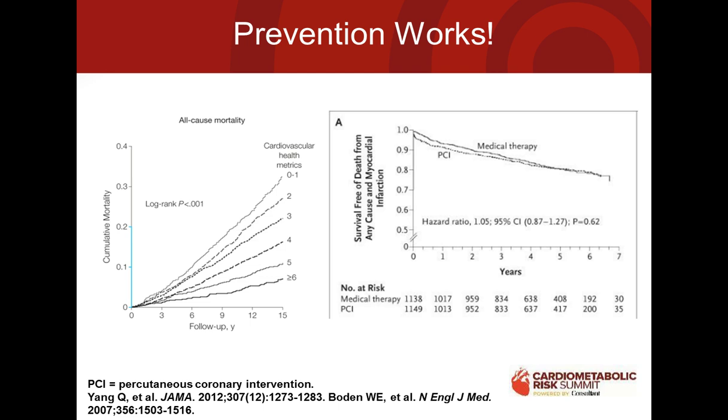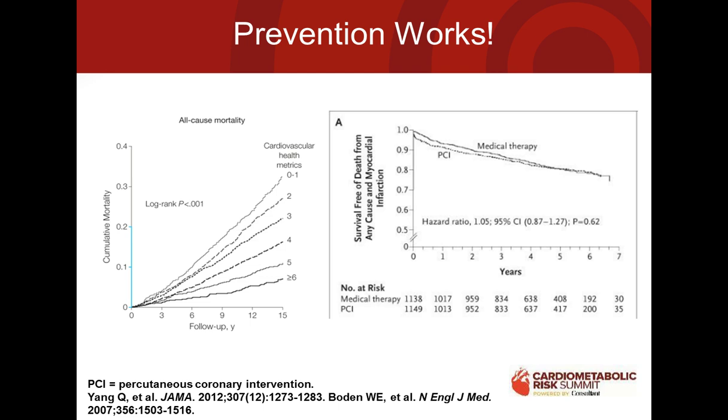So in subjects that were able to achieve all optimal cardiovascular health metrics, their risk of mortality over 15 years was under 10%. In contrast with those who could not achieve any optimal cardiovascular risk factors, their mortality was over 30%. So an over threefold absolute risk difference in cardiovascular mortality if we can reduce these risk factors.